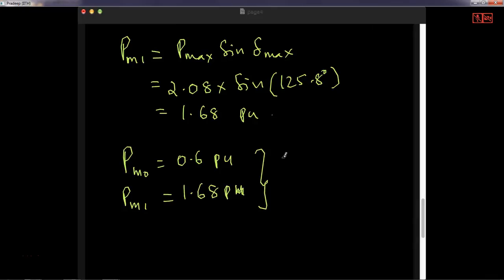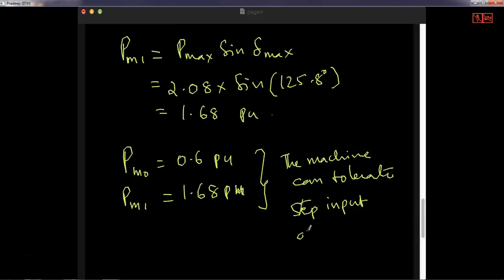The machine can tolerate a step input of 1.08 per unit maximum. So if I give a step input of more than 1.08 per unit, the machine will lose synchronism. So that is the stability study that we are able to do through this equal area criteria.